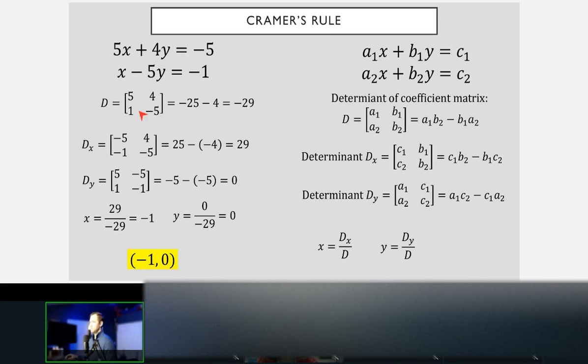But if you know that your determinant matrix is just the coefficients, right? 5, 1, 4, negative 5, top to bottom. And then your d sub x, your x column gets replaced with your constants. Your y column doesn't change. So we have 4 and negative 5. And then your determinant d sub y, your y column changes to the constants and your x column does not change. So we just pull out the 5 and 1.